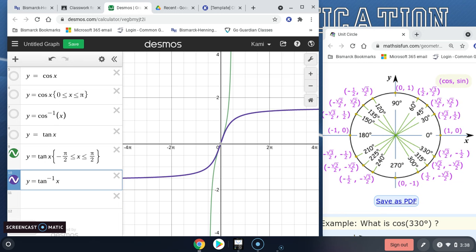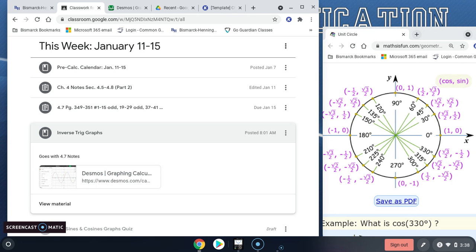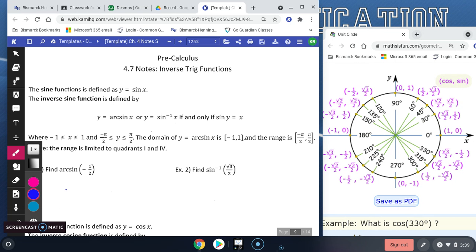All right, so I wanted to show you those. One thing we're going to be paying attention to today as we go through our notes is where our domains are restricted for these inverse cosine, sine, and tangent functions. This is in your notes. You're going to have access to that. You can always come back to that link and look at your graphs again if you want to see those. And right now we're going to go to our notes.